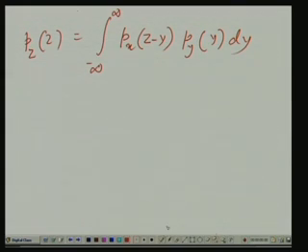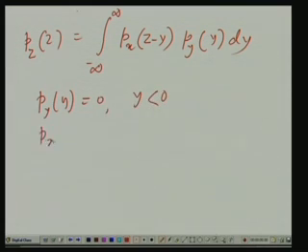Here, if it is further given that p y y is 0 for y less than 0 and also p x x is 0 for x less than 0, in system theory we say that these are causal signals, that is, they do not have any component to the left of the origin. If the probability densities are such, they look like causal signals, that is, for any y or x taking negative values, the corresponding probabilities are 0. Then this integral becomes further simplified.